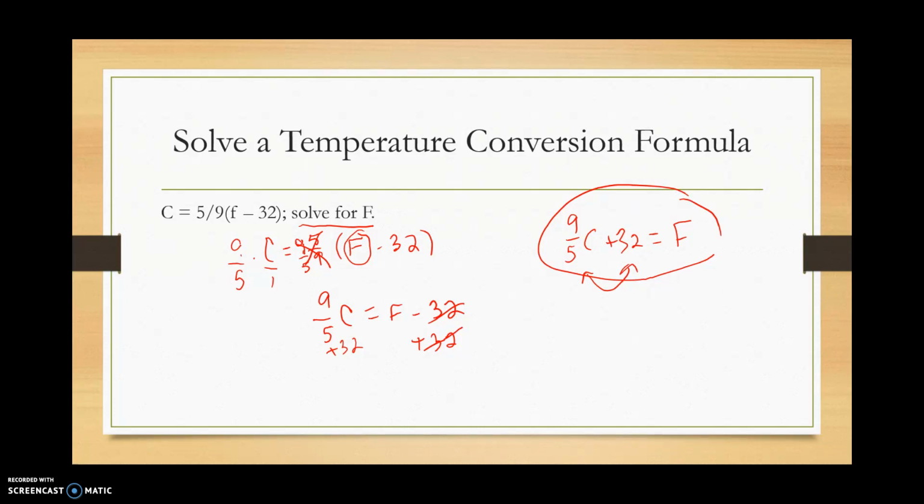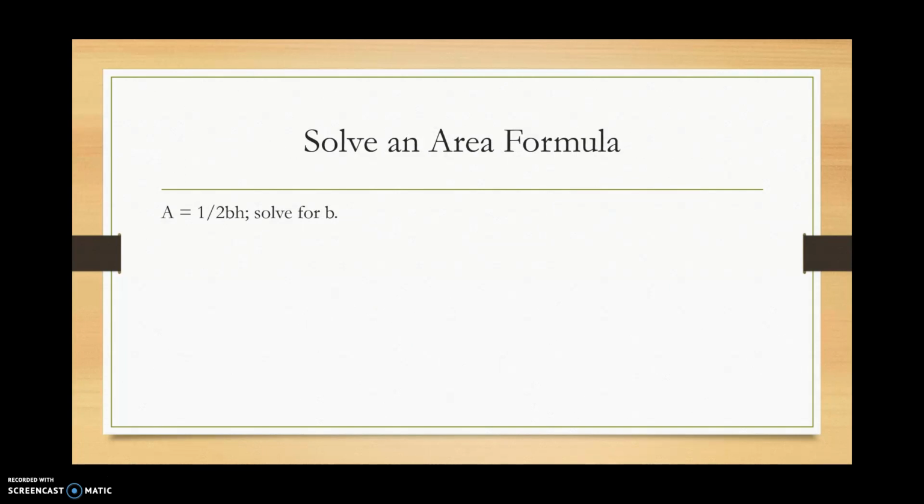Okay, so let's look next, solving an area formula. So right now we know that this is an area of a triangle. Area equals 1/2 the base times the height. So I like to rewrite it so my fraction is up and down instead of sideways. So first thing you need to notice is that between the 1/2, the B and the H, there is a multiplication sign between those. Okay, so the area equals 1/2 times the base times the height.